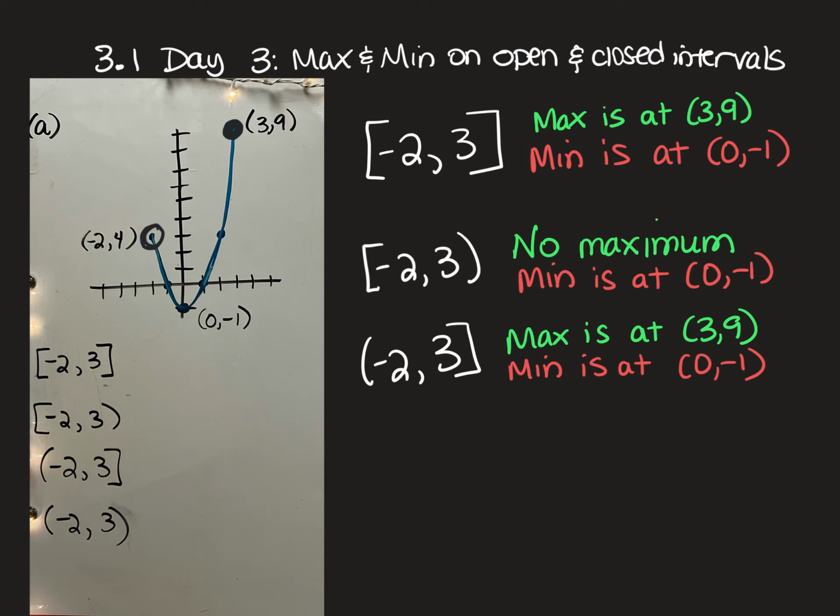Last but not least, what if I say we don't include either endpoint? So from -2 to +3, not including either endpoint. I make this an open circle, and I have an open circle at -2 as well. Well, my maximum is no longer there for the same reason that we had up above. There will be no maximum here.